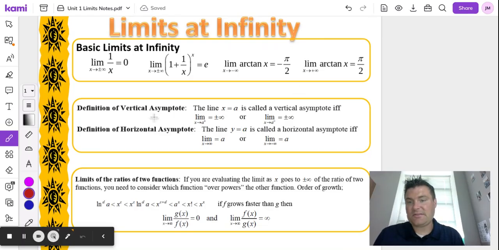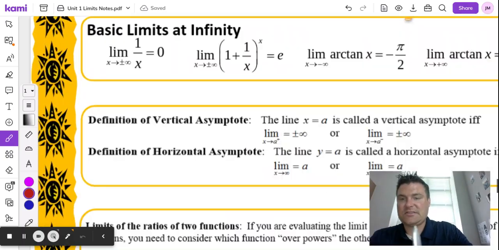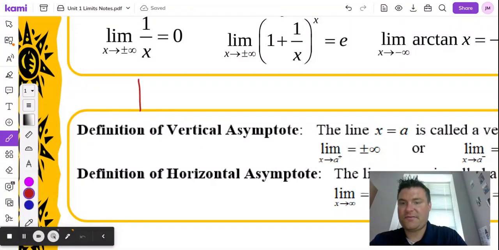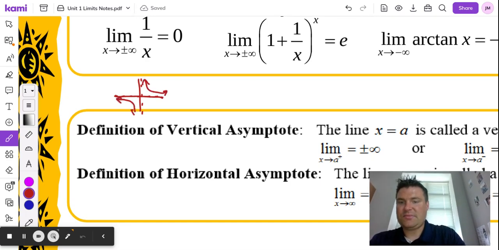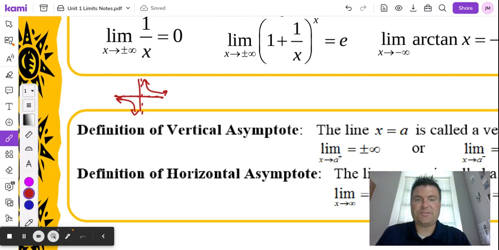A couple of basic limits that you do need to know are the limits as we go out to infinity for 1 over x. That's equal to 0. That is because we can sketch this and graph. We have asymptotes at the axes. If you notice, the right end behavior goes to 0 and the left end behavior also goes to 0. That's why we just lump them together.